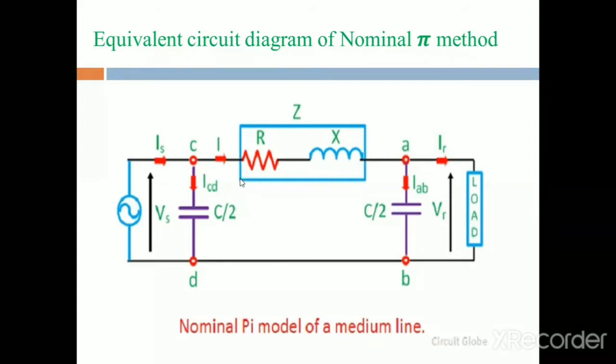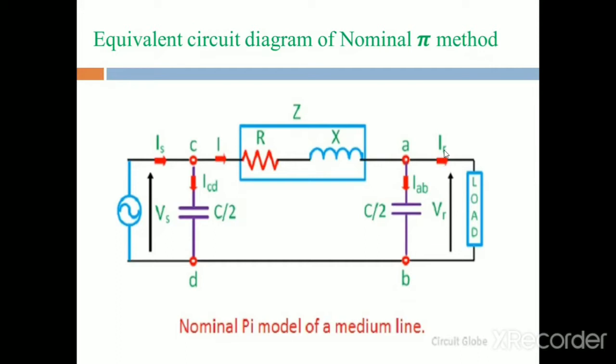Okay, this is the equivalent circuit diagram for the nominal pi method. Vs is the sending end voltage and Is is the sending end current, and C by 2 is half of the capacitance, and ICD is the current flowing through this capacitance. I is the line current, R is the resistance, X is the reactance, and Z is the impedance. Next, another C by 2 is the other half of the capacitance, and IAB is the current flowing through this capacitance.